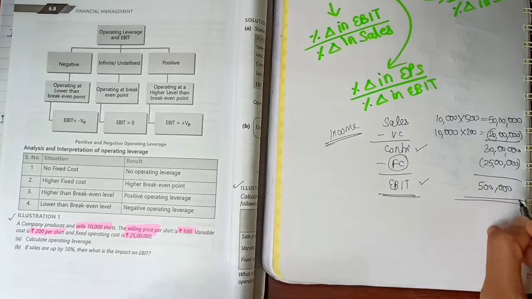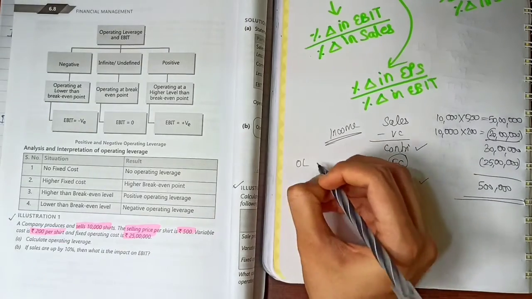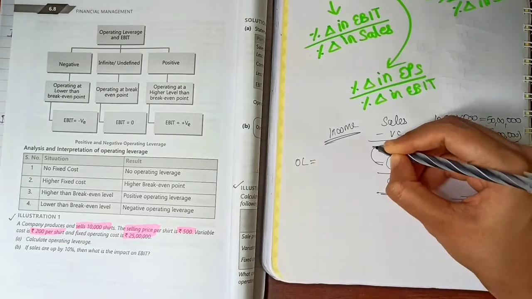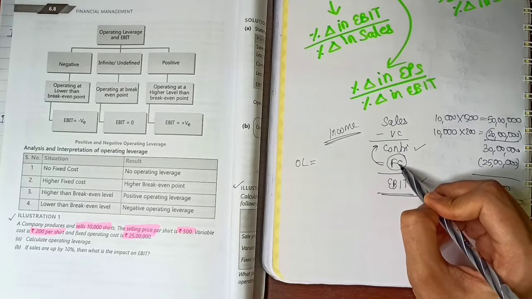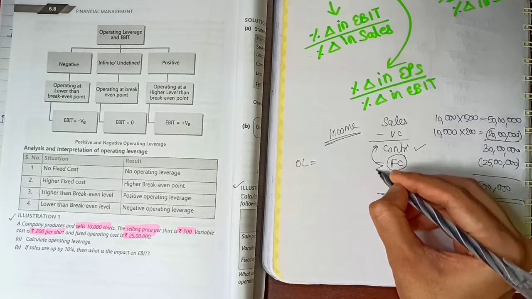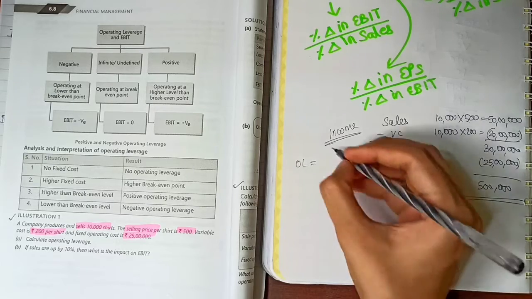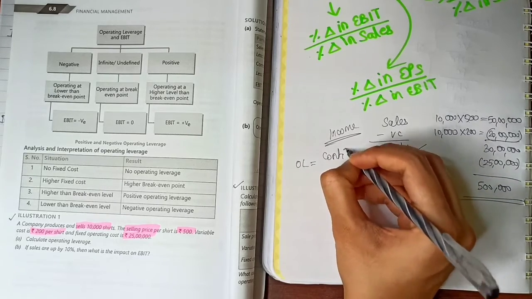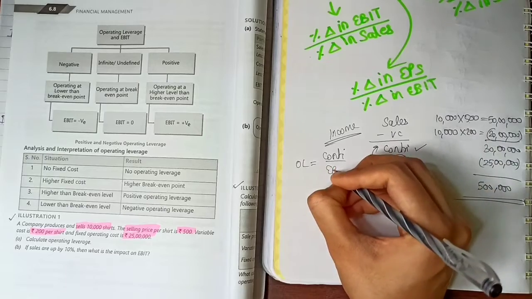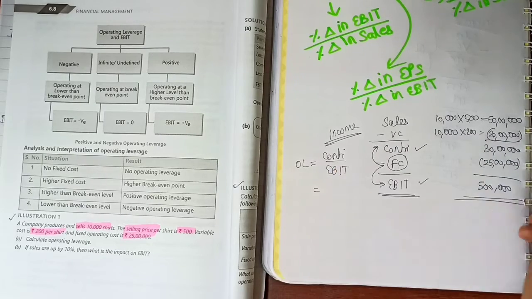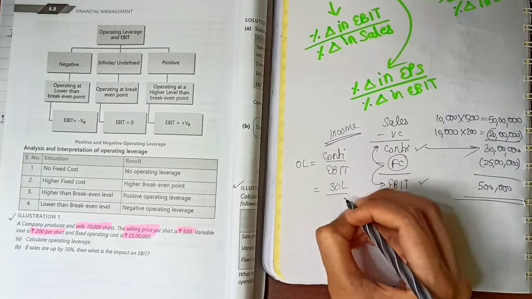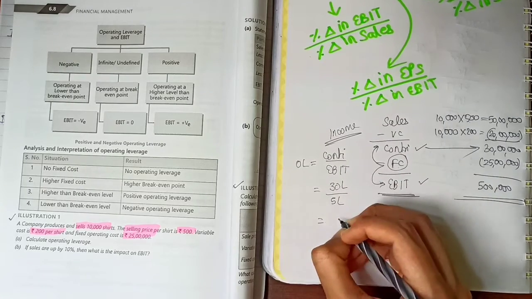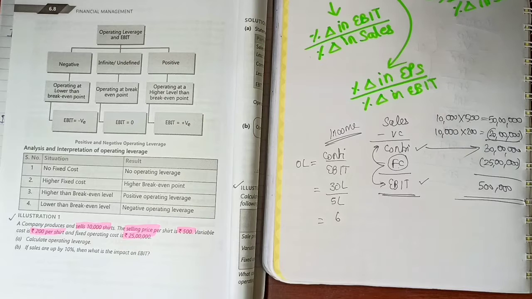So for operating leverage, what do we need? What's the formula of operating leverage? The numerator will be whatever is above the fixed cost, and the denominator will be whatever is below the fixed cost. So it is contribution by EBIT. So what is your contribution? Your contribution here is 30 lakh rupees. So 30 lakh rupees by 5 lakh rupees. So your operating leverage is 6.